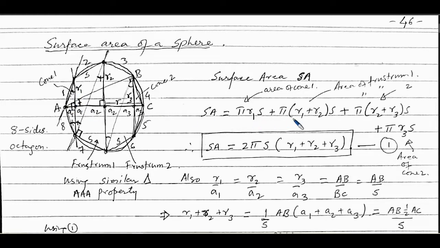And area of a frustum is pi times, this is the radius r1 plus r2 times s. S is again this slanted length. Then similarly, the area of this frustum is pi times r2 plus r3 times s, and this is the area of a cone. So if you add it, the surface area of this kind of structure will be 2 pi s times r1 plus r2 plus r3.